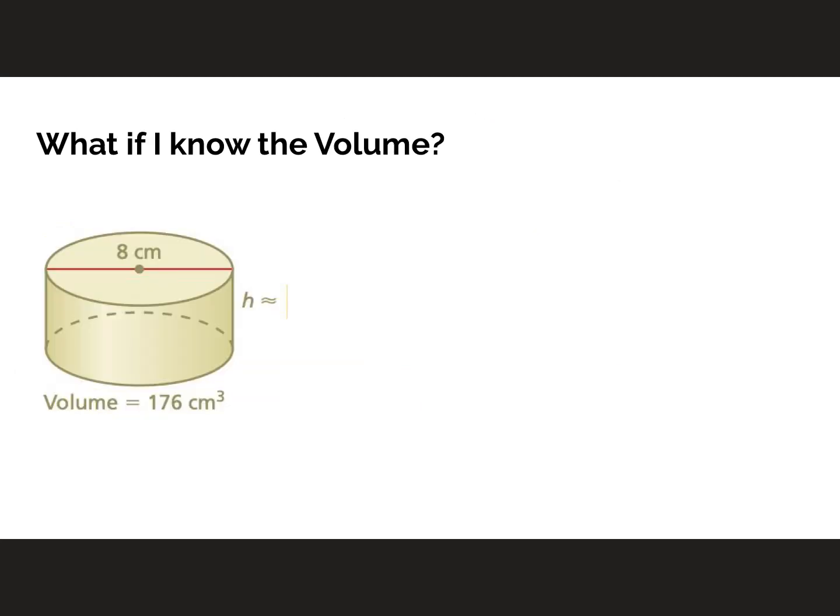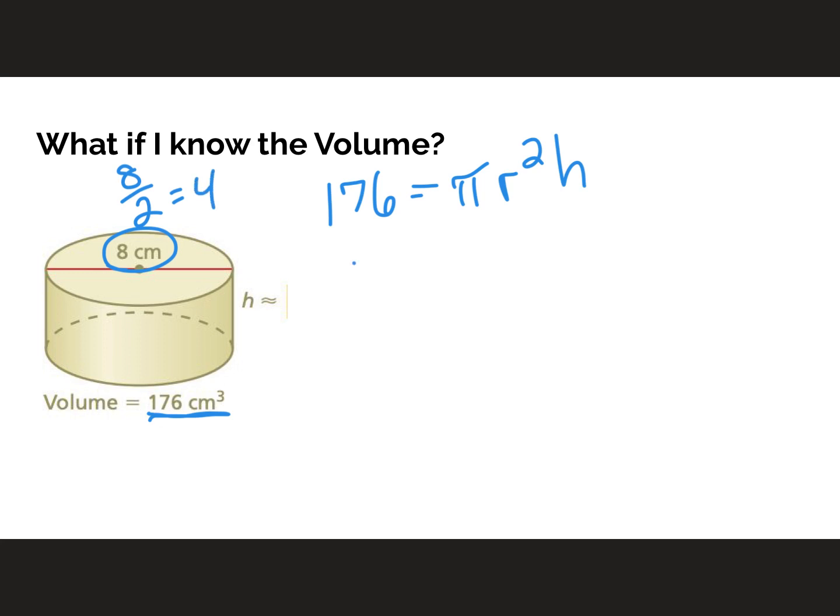Okay, so here's one. What if they gave us the volume? So I know that the volume is 176. I know the formula is pi times my radius squared times h. Here, I can tell my radius is going to be 4 because my diameter is 8. So 8 divided by 2 equals 4. So I have 176 equals pi times 4 squared times h. Remember, I'm trying to find the height.